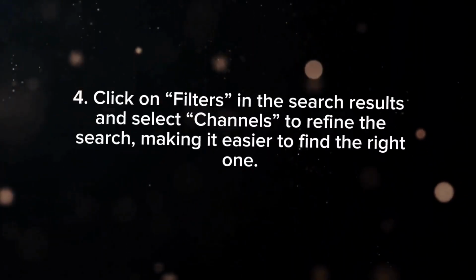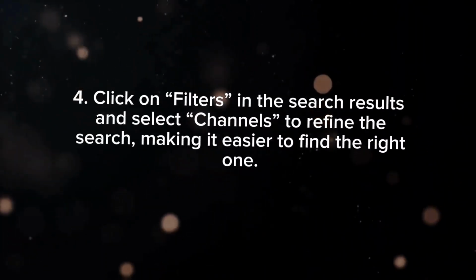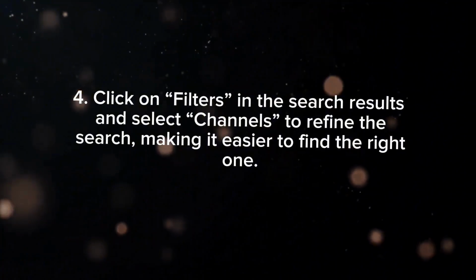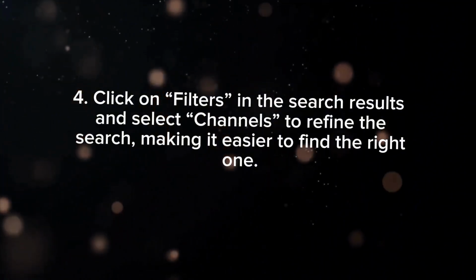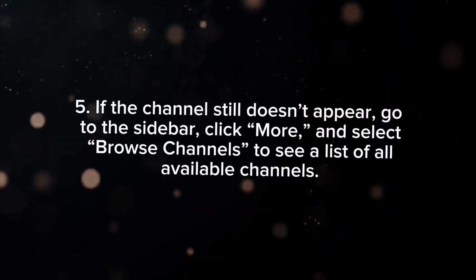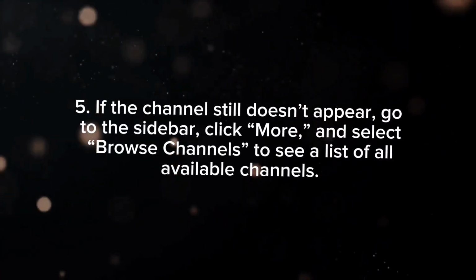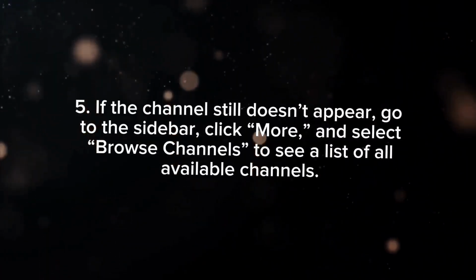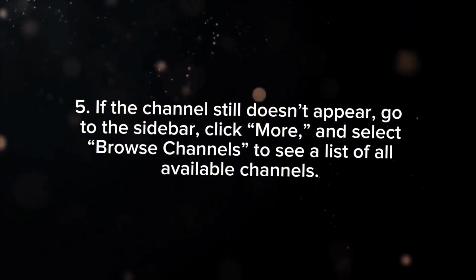4. Click on Filters in the search results and select Channels to refine the search, making it easier to find the right one. 5. If the channel still doesn't appear, go to the sidebar, click More, and select Browse Channels to see a list of all available channels.